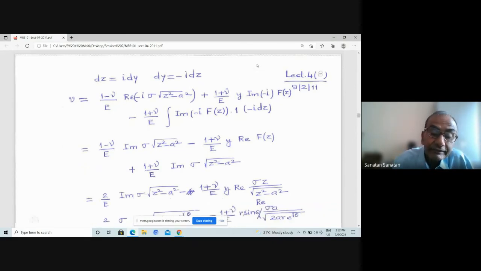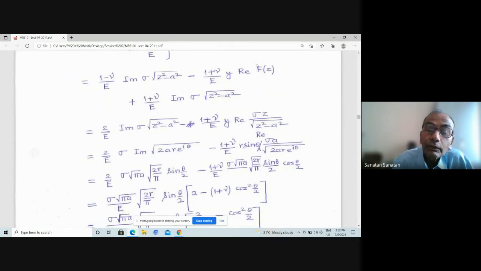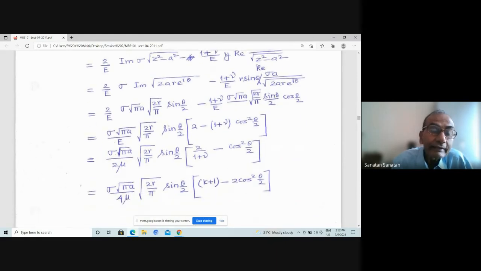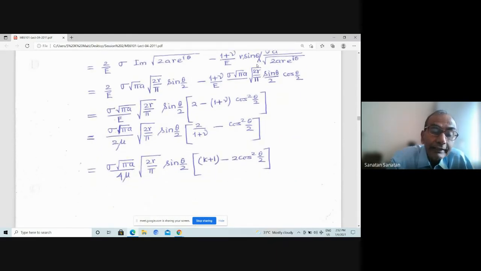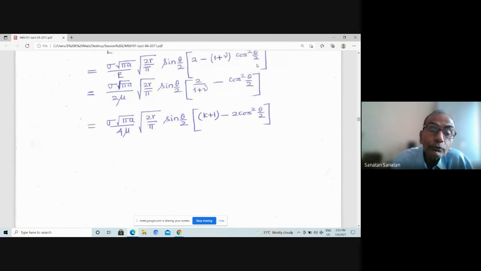And again, if we write the solutions for attractive solutions, then you can write z plus a equal to approximately 2a, z minus a as r e to the power i theta. So all that substitution has been made, and finally with a little bit of simplification we get that v equal to sigma root pi a by 4 mu square root 2r by pi sine theta into kappa plus 1 minus 2 cos square theta. So you see these two solutions look similar.